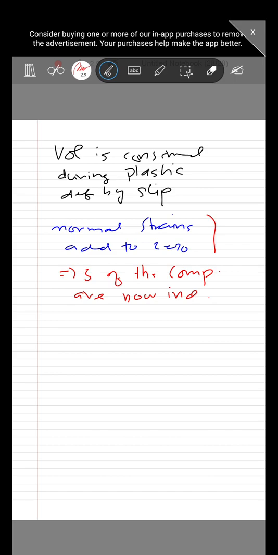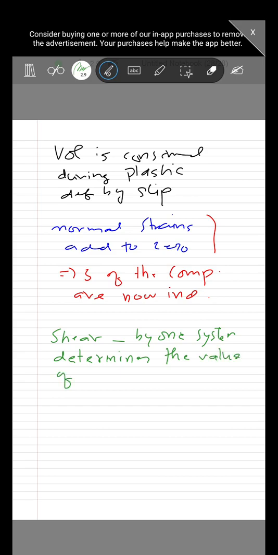Now, shear produced by one slip system determines the value of one of the components of the strain tensor.